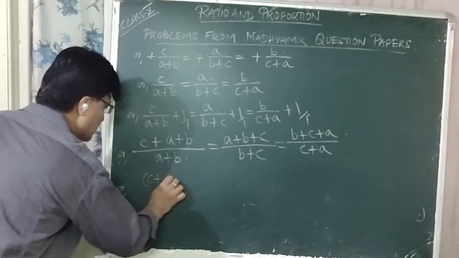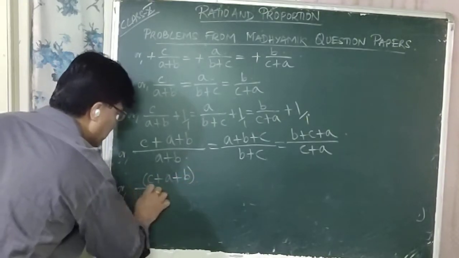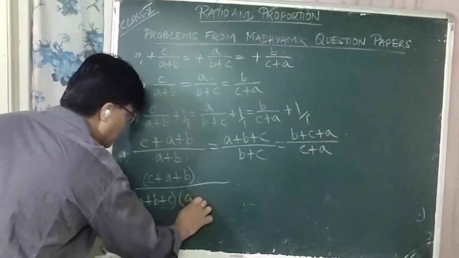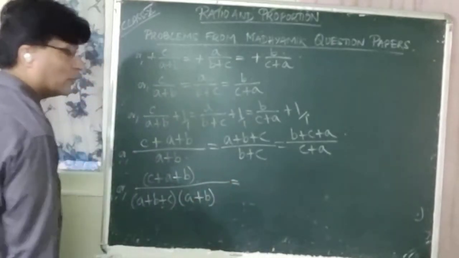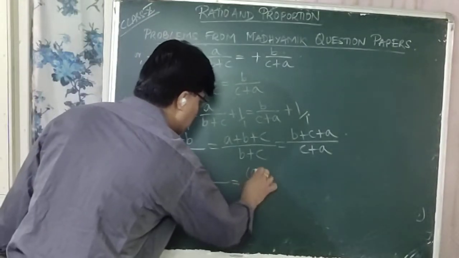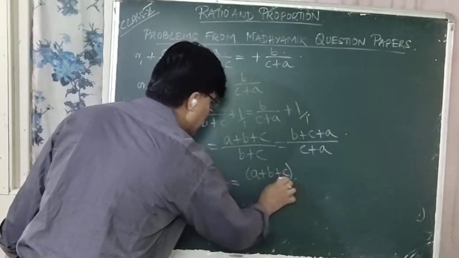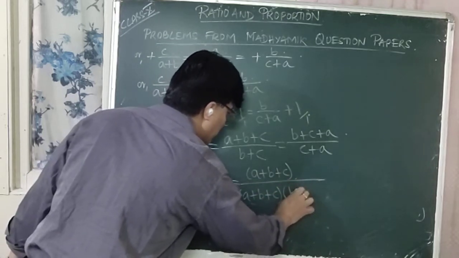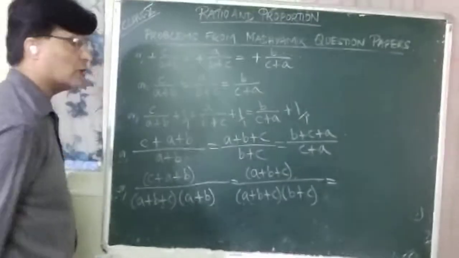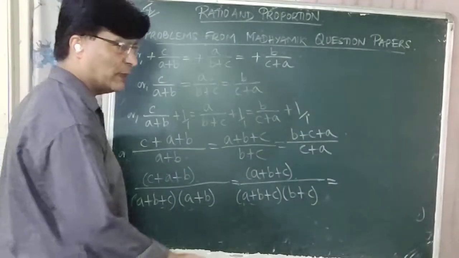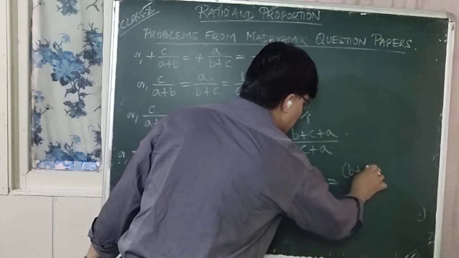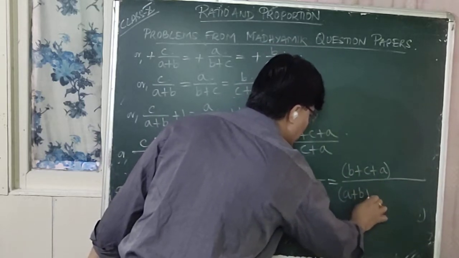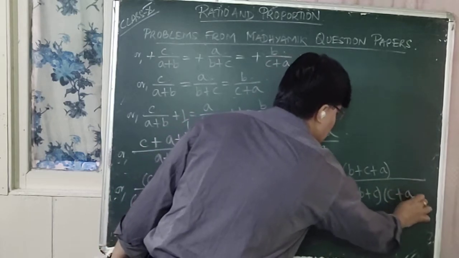So this is C plus A plus B divided by A plus B plus C into A plus B, is equal to, what is the second term also? Second term is also divided by A plus B plus C into B plus C, is equal to, third term is also divided by A plus B plus C. So it is B plus C plus A divided by A plus B plus C into C plus A.